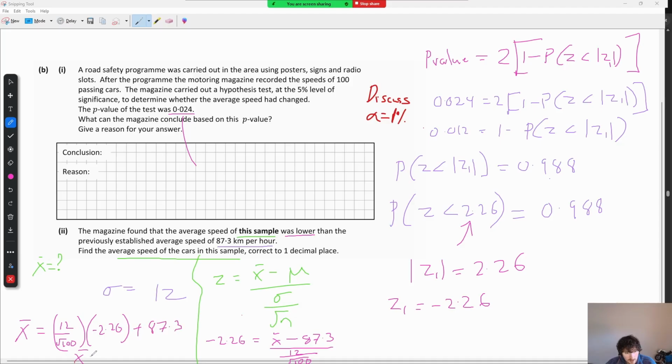So then the X bar, which was the sample mean of the 100 cars that they sampled, is 12 over root 100 multiplied by minus 2.26, and then add to it 87.3. So if I type that in there correctly, the X bar, which is what we have down here, is 84.588. So to one decimal place, 84.6. It has units as well of kilometers per hour.